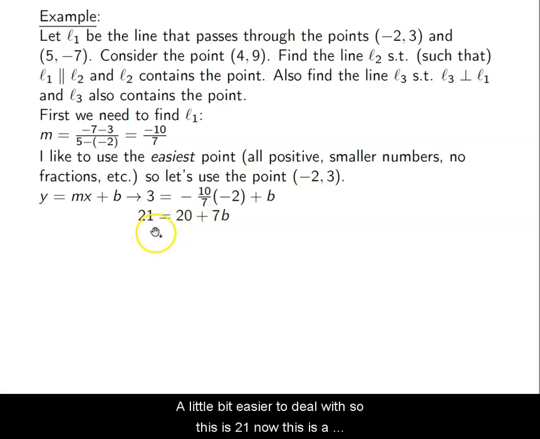It's a little bit easier to deal with. So this is 21 now. This is a positive 20. And this is now 7b. So when you clear the fractions, don't forget about this b.